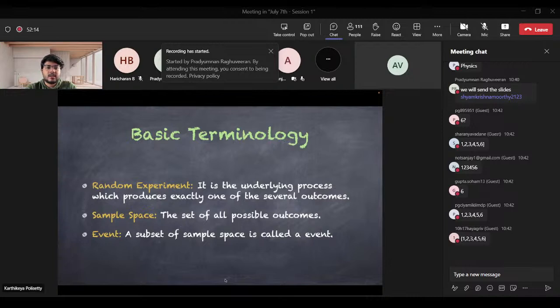What is an event? Any subset of the sample space is called an event. For a dice throw, the event can be getting 1, 2, 3, 4, 5, or 6, or it can be a combination of a few of them. Getting an odd number, that is 1, 3, 5, is an event. Getting an even number, 2, 4, 6, is an event. Getting a prime number is an event. Any subset of the sample space is called an event. An event can be a null set, or it can even be the complete sample space as well.